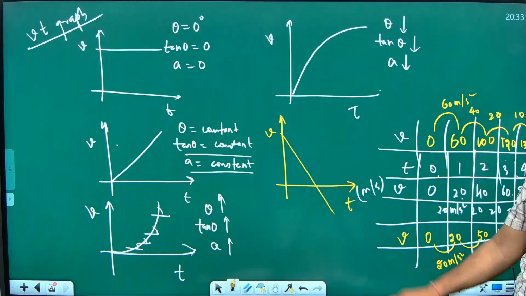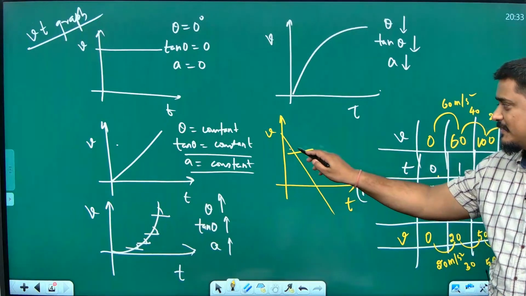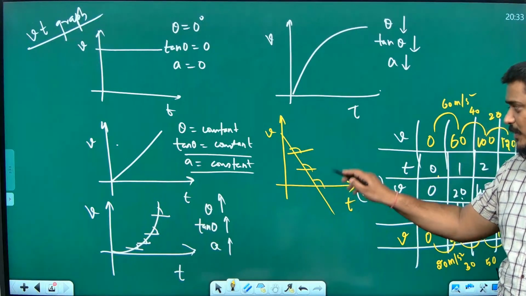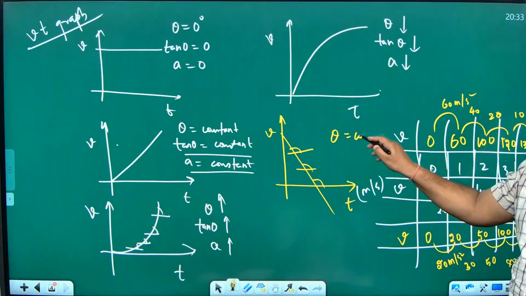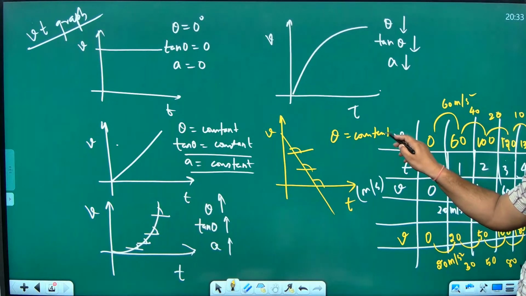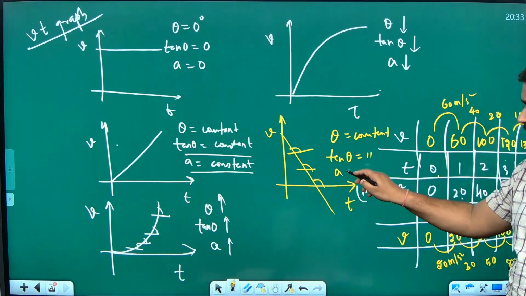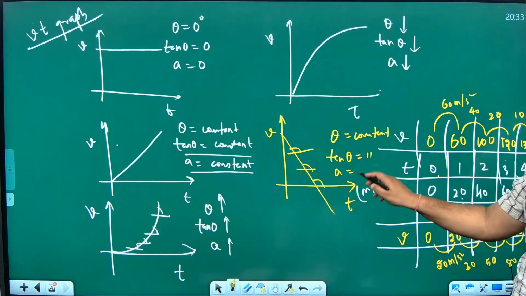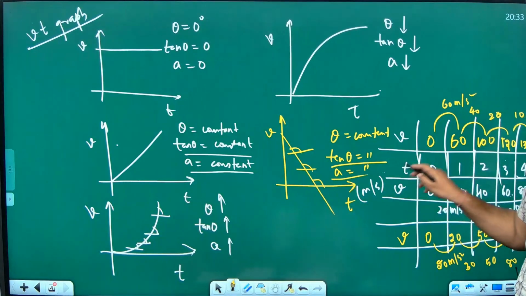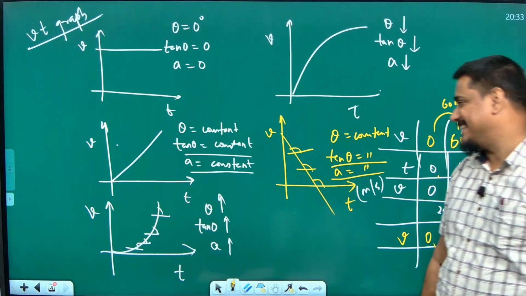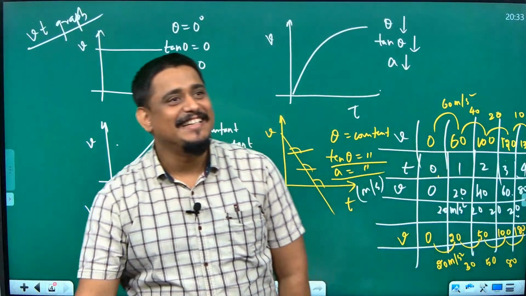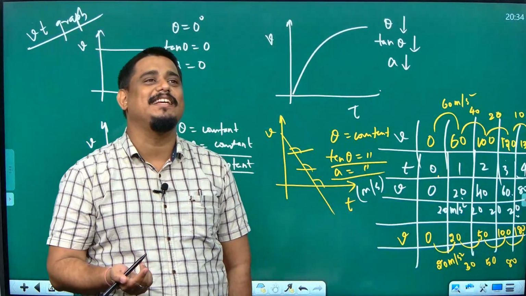Sir, the theta is constant. Great. Yes, you are right. So the tan theta is also constant. Yes, perfect. Therefore, the acceleration is 0. Very bad. Theta constant, tan theta constant, then acceleration also is constant, Madhuvanti.